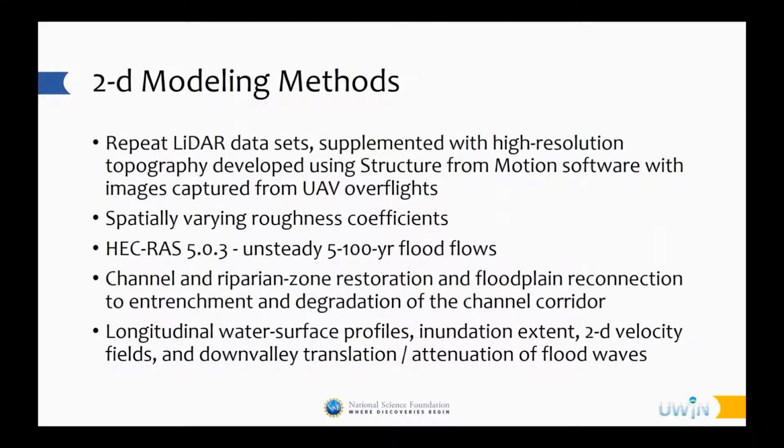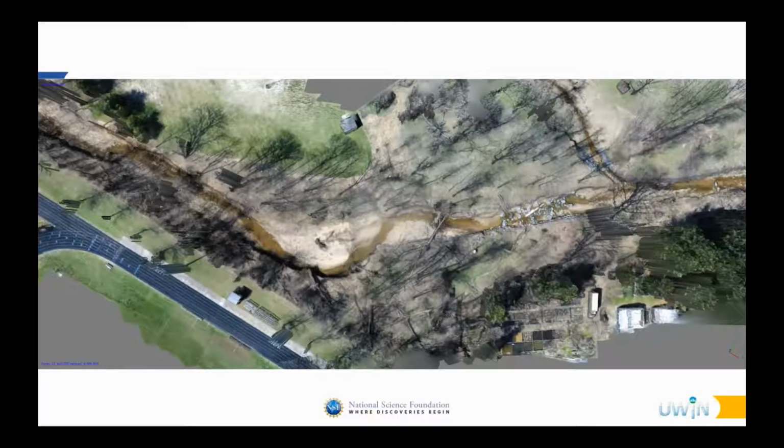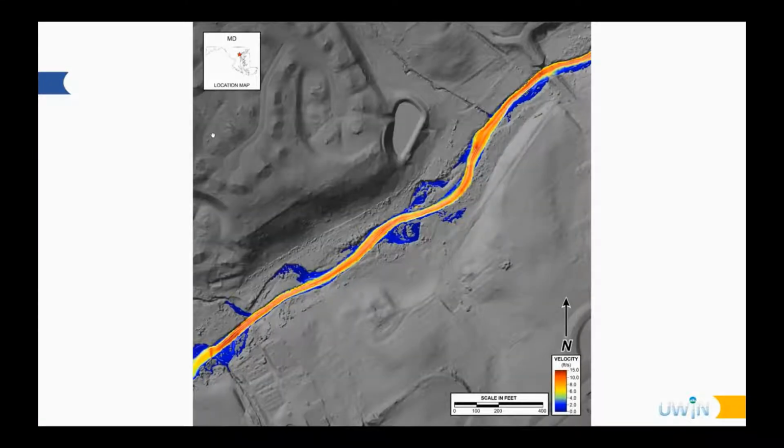And just a quick snapshot of the methods. They have repeat LiDAR. They're also utilizing structure from motion with UAV flights. They're spatially varying the Manning's N values. Again, this is HEC-RAS 2D unsteady for a range of return periods, and exploring changing channel geometry. Ultimately the outputs are not just water surface profiles and inundation extent, but 2D velocity fields and flood wave attenuation. This UAV data gives you a sense of the spatial heterogeneity in geometry and Manning's N, and gives you a feel for the resolution of the input topography.